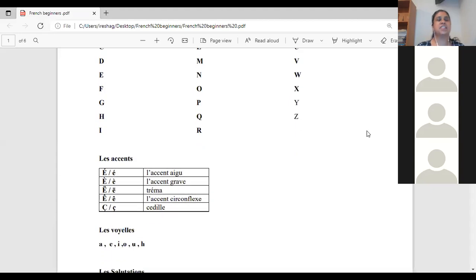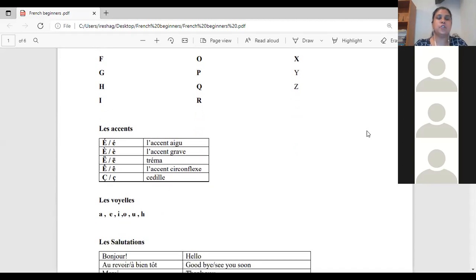Now we are coming to the second part: accents. This accent thing is not common in the English language. I don't think it exists in any other language you may know. In most European languages, like German, Spanish, Italian, whatever it is, these accents are common. That is a common factor in European languages.